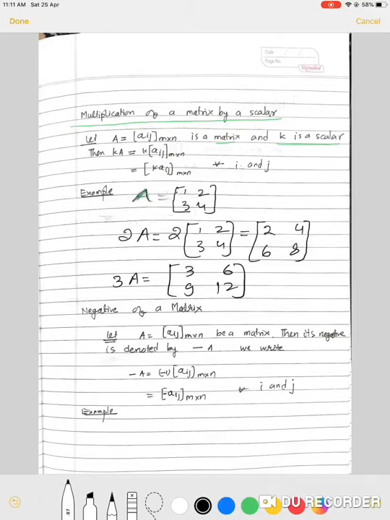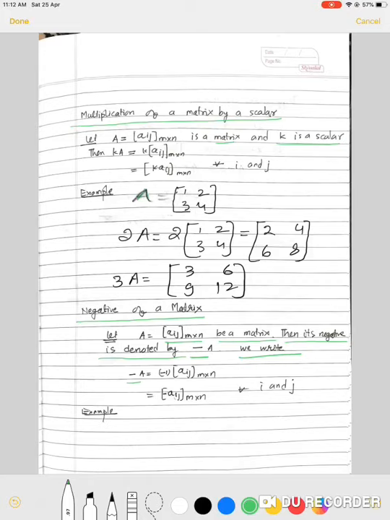Now we are going to discuss negative of a matrix. Let A = [Aij] m cross n be a matrix, then its negative is defined by minus A. We write minus A is equal to minus 1 into [Aij] m cross n, or equal to [minus Aij] m cross n. It means that every element of the given matrix is multiplied by minus 1.